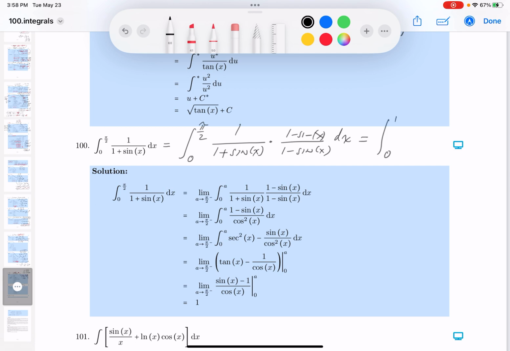So you get 0 to pi over 2, 1 minus sine x dx. And the point of multiplying by the conjugate is you get 1 minus sine squared in the bottom, which is cosine squared. All right? So I'm going to keep doing this, and I'm seeing some things. 1 over cosine squared is going to be secant squared.